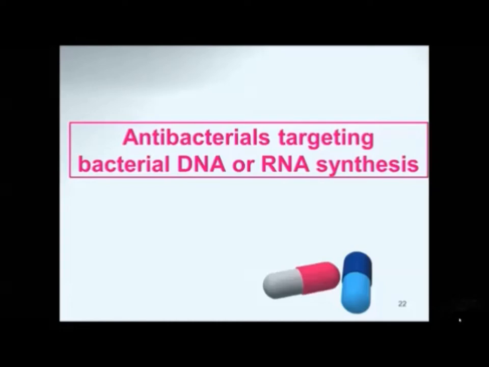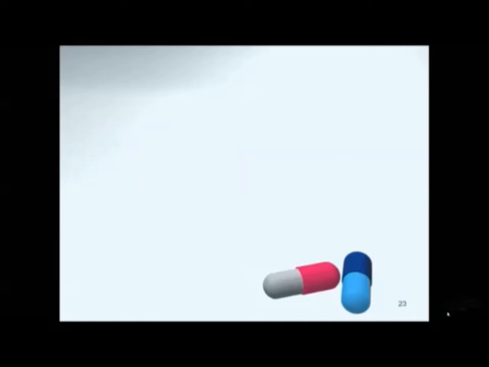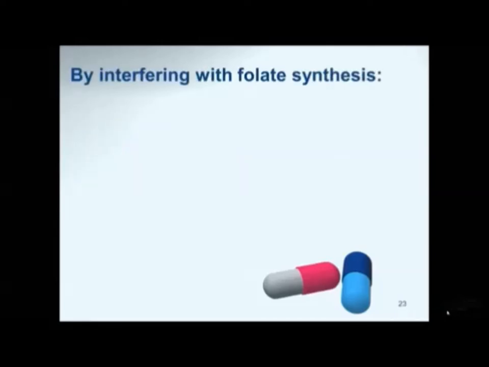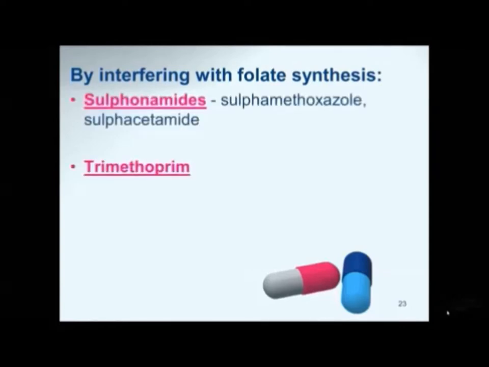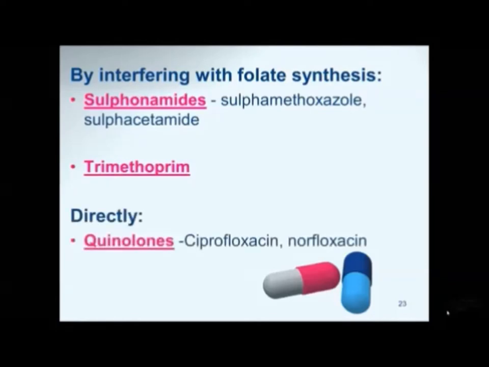Another target is the bacterial synthesis of their genetic material, DNA or RNA, and there are some groups of drugs which act in this way. First of all, by interfering with the metabolism of folate or folic acid, and secondly by directly inhibiting the synthesis of DNA. Now basically all of these drugs have got the same endpoint. They get in the way of the ability of the bacteria to make new DNA and therefore to copy their DNA in order to undergo cell division and replicate.